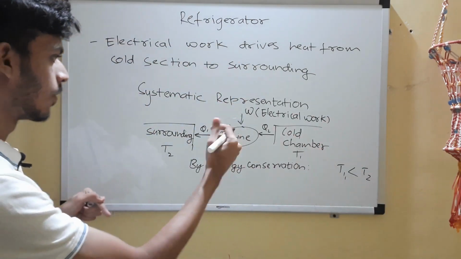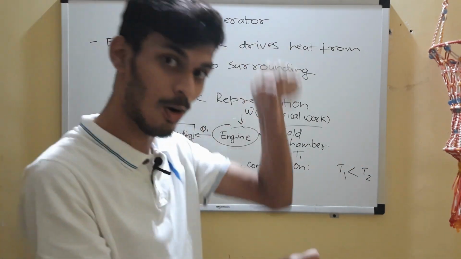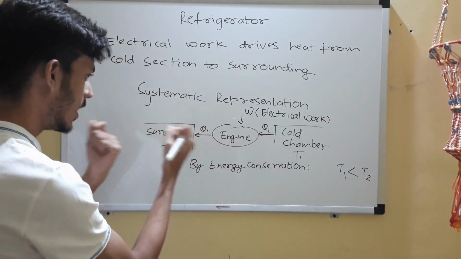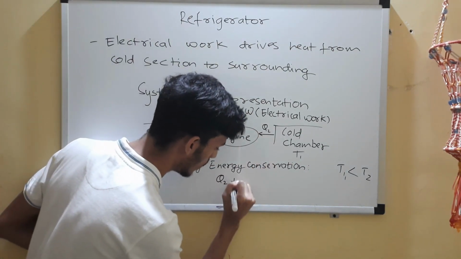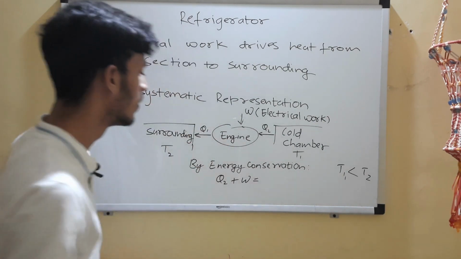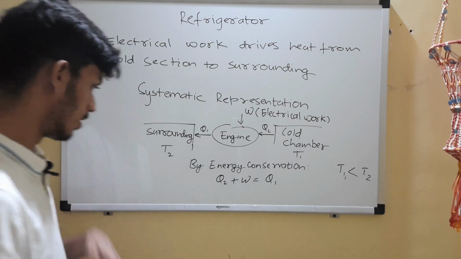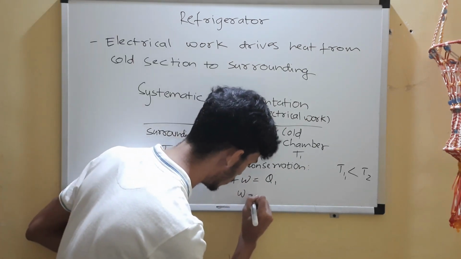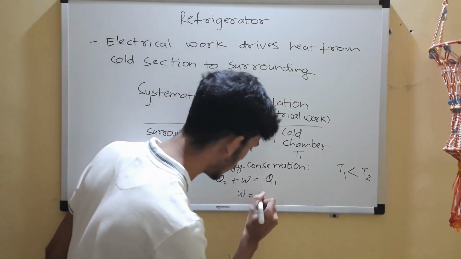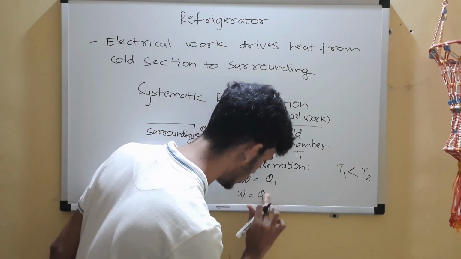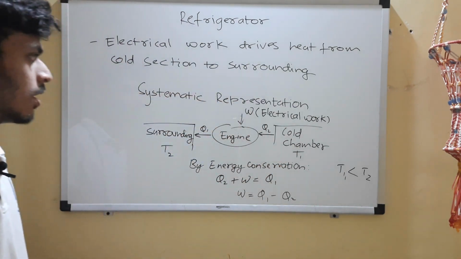Whatever the heat is absorbed from the cold chamber plus the work which is done on the system will be equal to the heat which is thrown out. Okay, so let us write that Q2 plus W is equal to Q1, right? Or let's bring it in the form of W. So what is the work done? It is Q1 minus Q2, heat expelled minus heat absorbed. Okay, so that is simple.